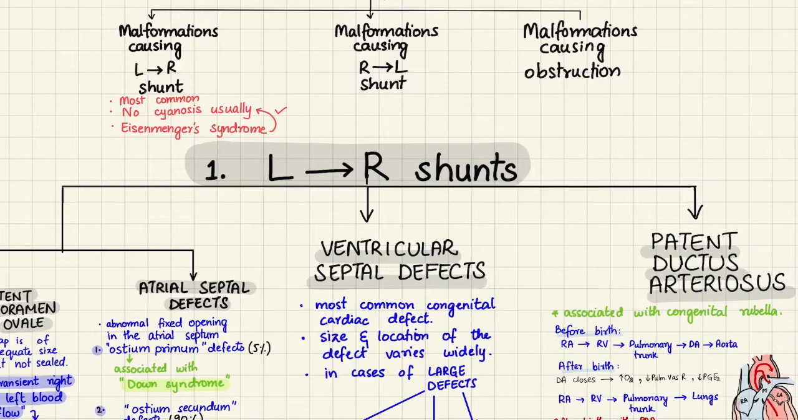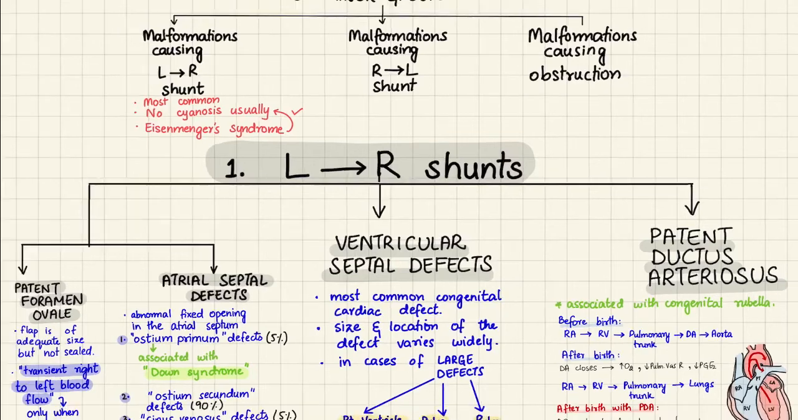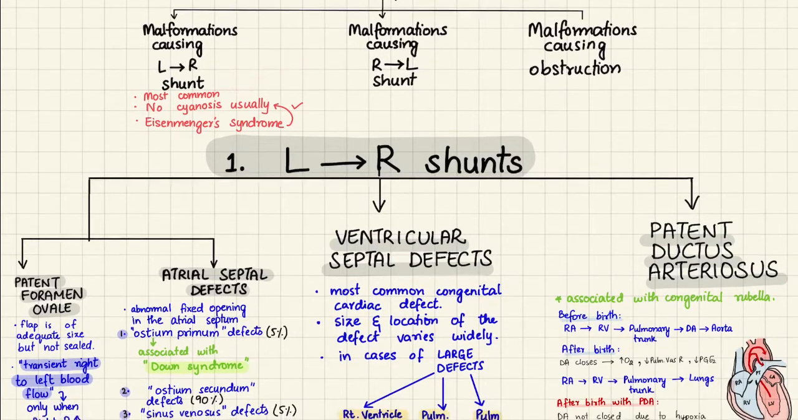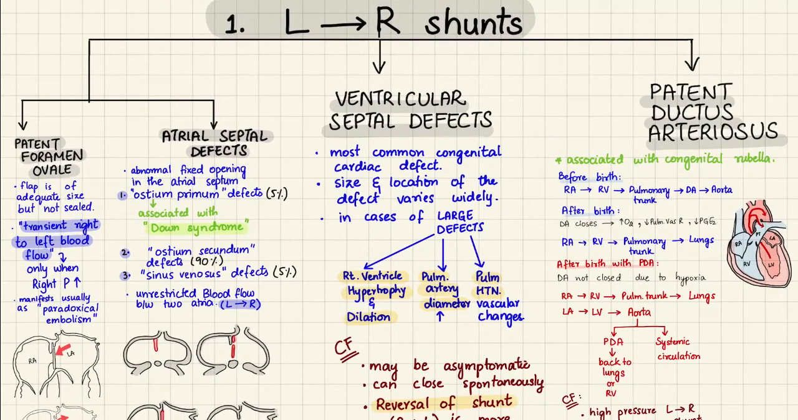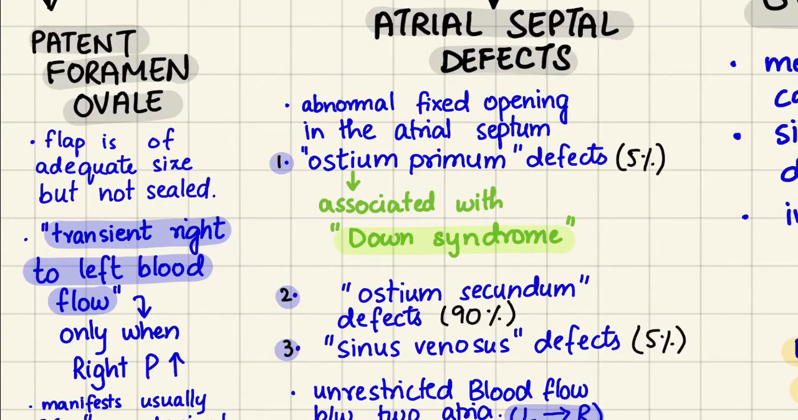This is actually a reversal of shunt when the left to right shunt is then over time converted into a right to left shunt. So let's talk about this first. Now, don't get scared of this slide. It is very busy, I know, but we're going to get through it. The first congenital heart defect to understand is patent foramen ovale.